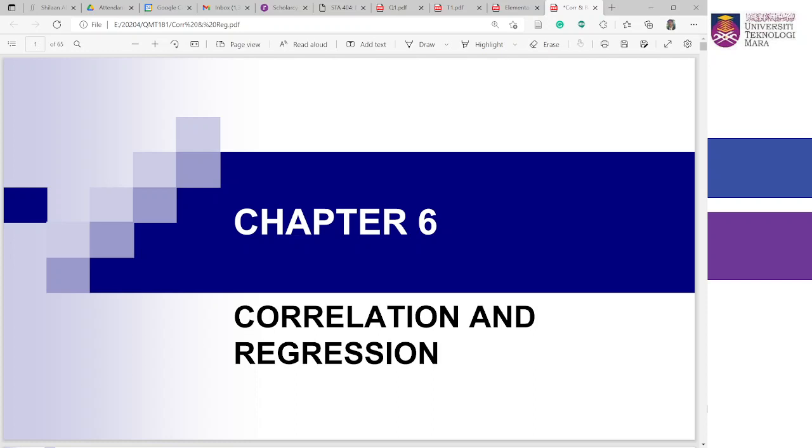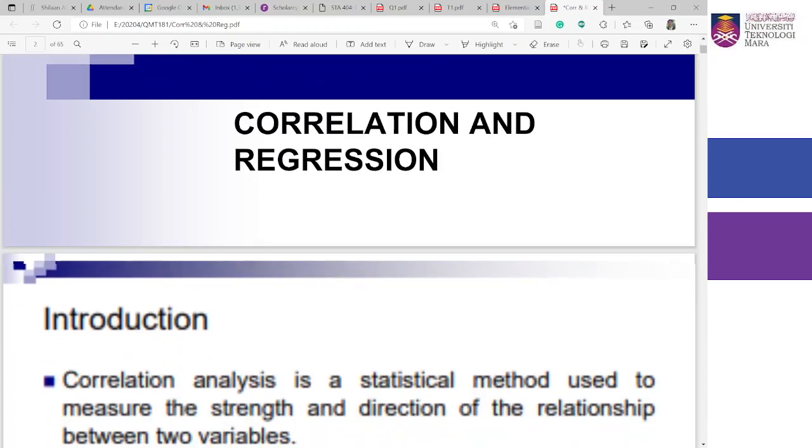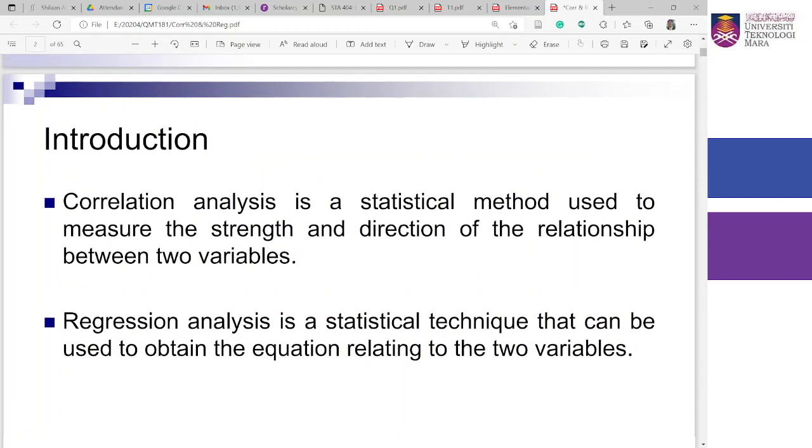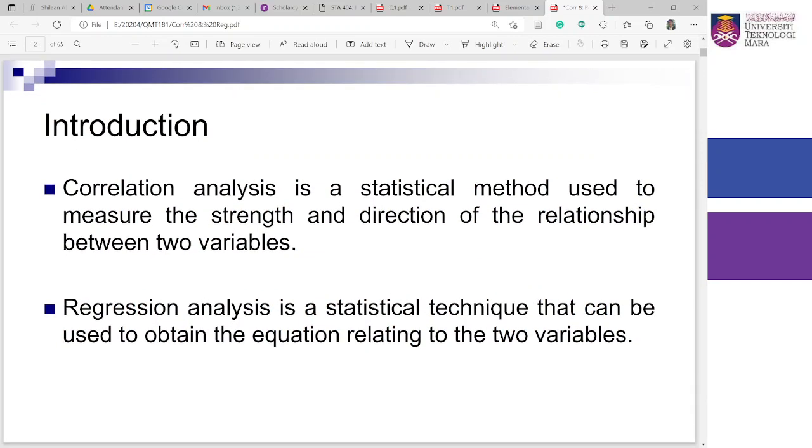Okay, so without wasting any more time, let's just continue with our first information on what it means by correlation. Okay, correlation analysis is a statistical method used to measure the strength and direction of the relationship between two variables.